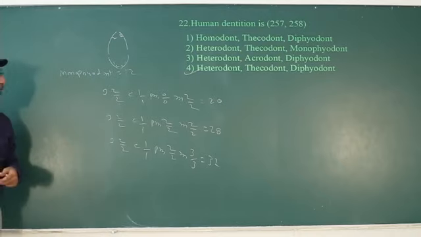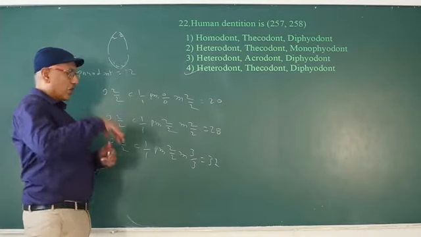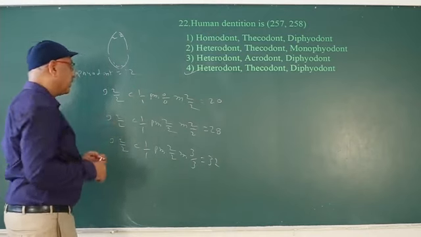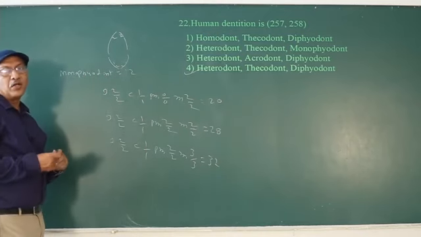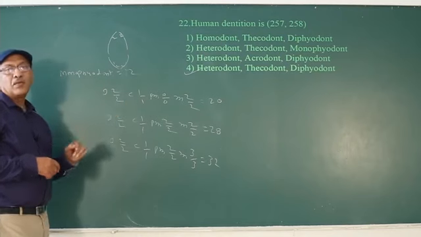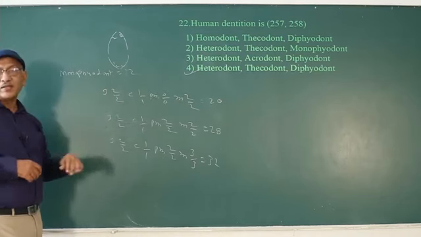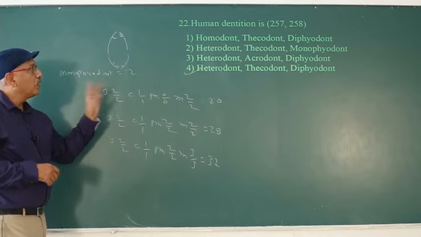Number of diphyodont type of teeth: 20. Or sometimes they may ask, the number of diphyodont type of teeth in an adult human is equal to the total number of teeth present in an infant. 20 are formed twice and 12 are formed only once.